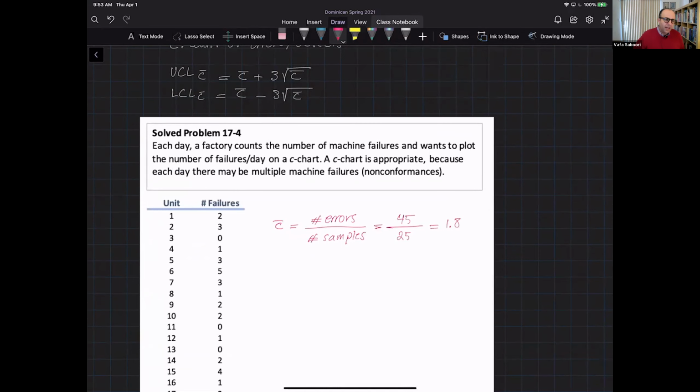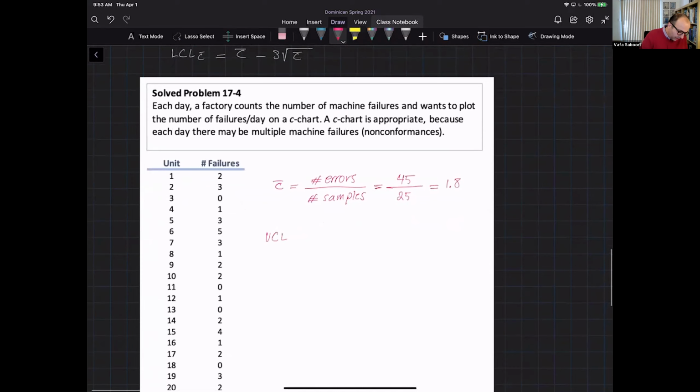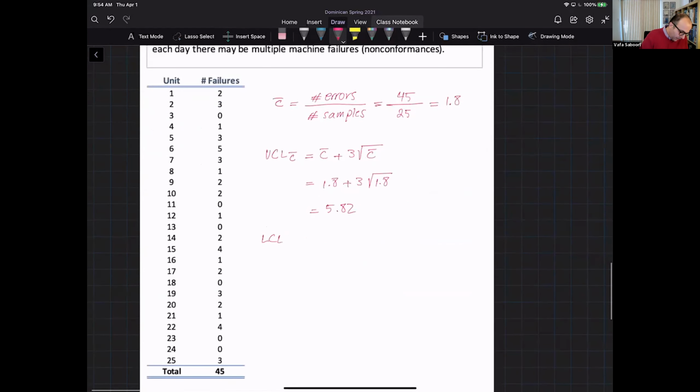Means that on average, I have 1.8 failures per day, per sample, okay? Now, based on this, I'm gonna go ahead and use the formula that I introduced at the top. So UCL is gonna be equal to C bar plus 3 times square root of C bar. So that would be 1.8 plus 3 times square root of 1.8, and that would be 5.82. Then same way, I calculate LCL, which is gonna be C bar minus 3 times square root of C bar. Again, 1.8 minus 3 times square root of 1.8, and that would be negative 2.22, which is zero.